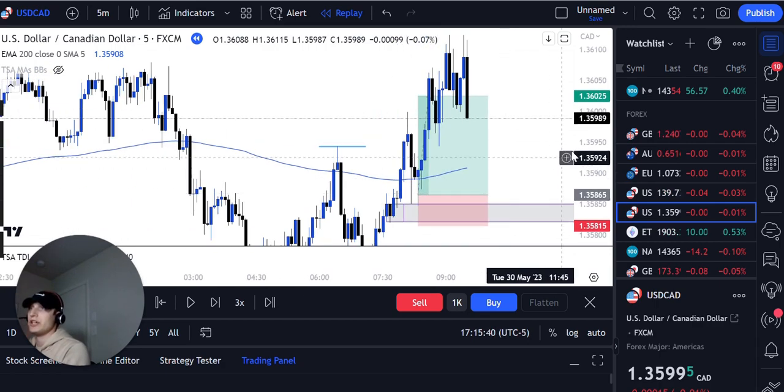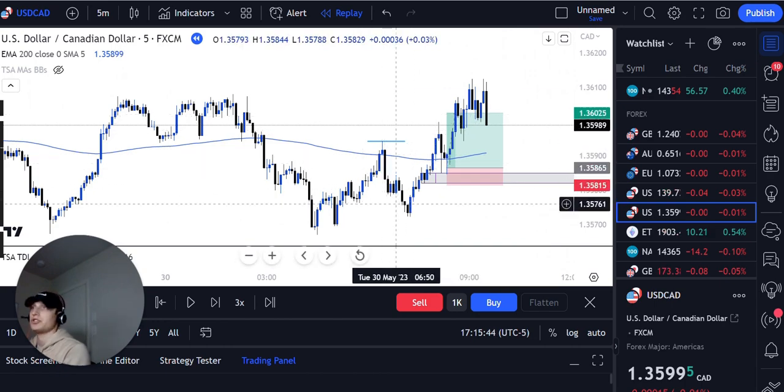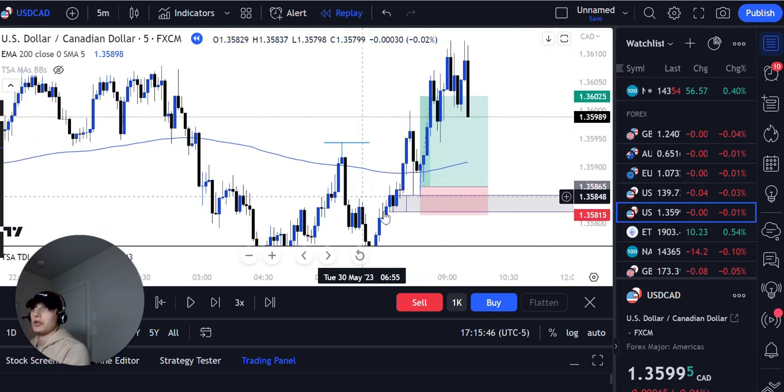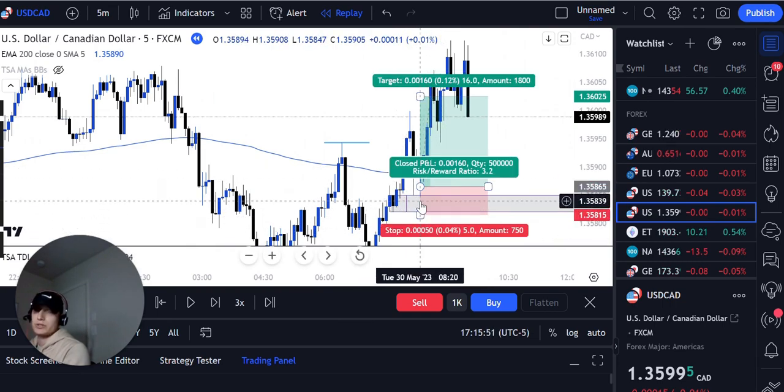It's a very simple strategy, again, but you have to be aware of market structure. You have to know the basics of market structure, but after that, it's just learning how to draw your supply and demand zones, and then also reading candlesticks.